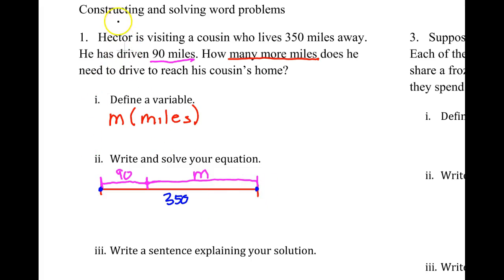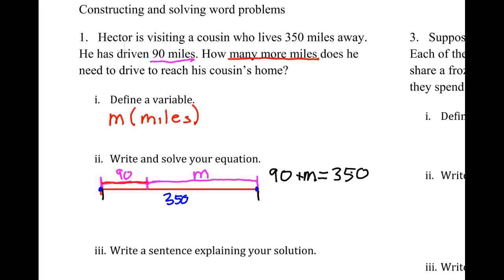And what we do is we figure that these two smaller lines add up to equal the bigger part. So when you want to write an equation, you can say, well, these two smaller pieces, which are 90 plus m, should add up to this total length. From here to here, we know is 350. So that should equal 350. Just like that, and there's your equation.